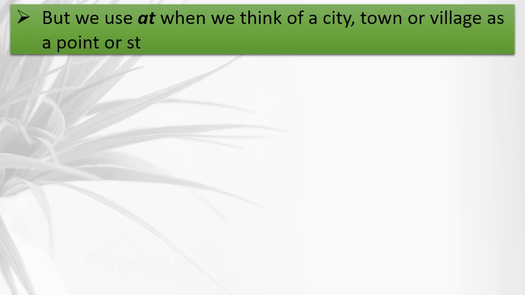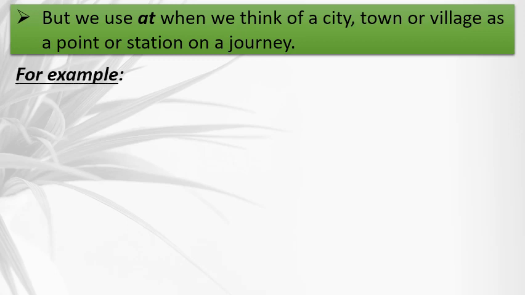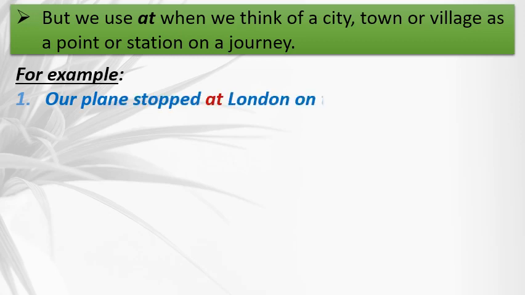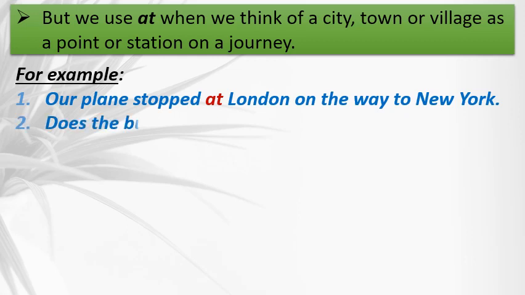But we use at when we think of a city, town or village as a point or station on a journey. Means when we are thinking of a city, town or village just only as a journey point, not to live in, at that time we use at. To clarify it, let us see some examples. Number 1, our plane stopped at London on the way to New York. Number 2, does the bus stop at that village?